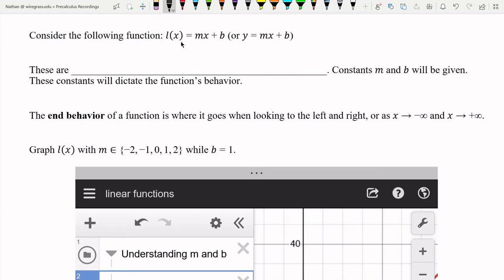Consider the following function type. L of x equals mx plus b. You may have also seen it in this form: y equals mx plus b. These are linear functions.